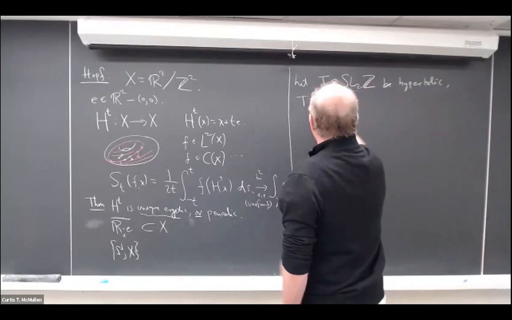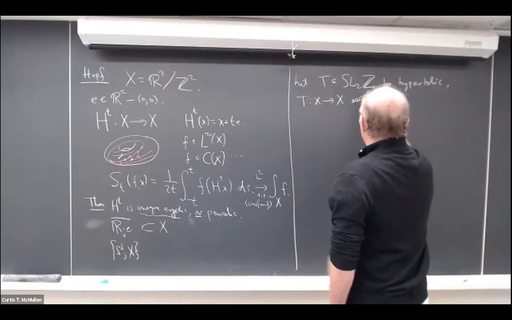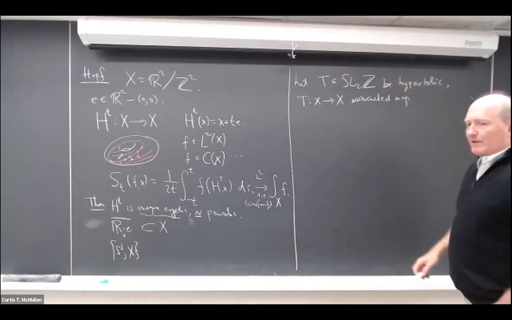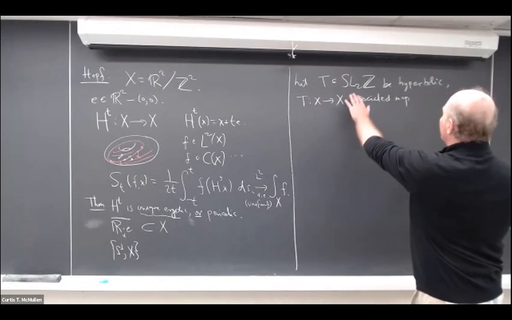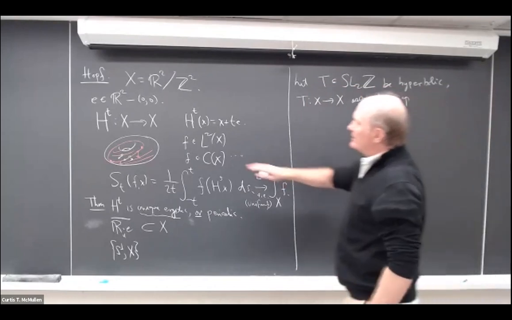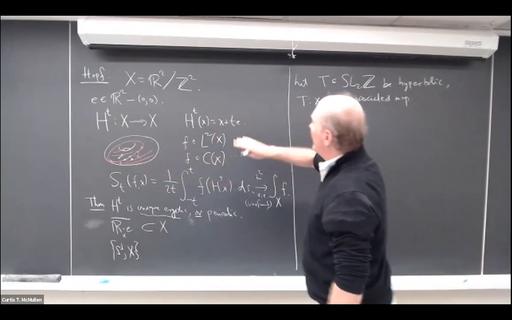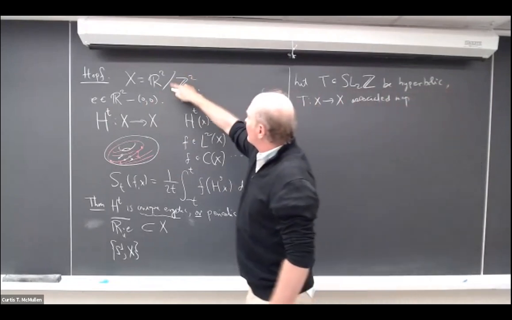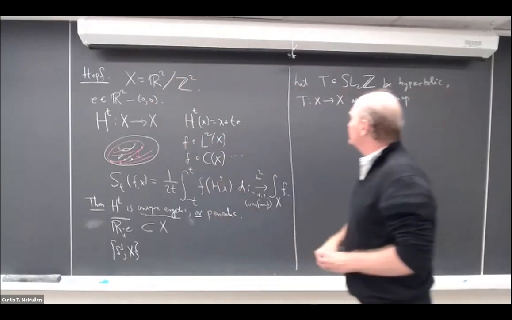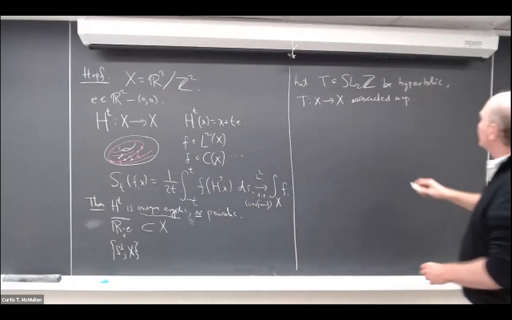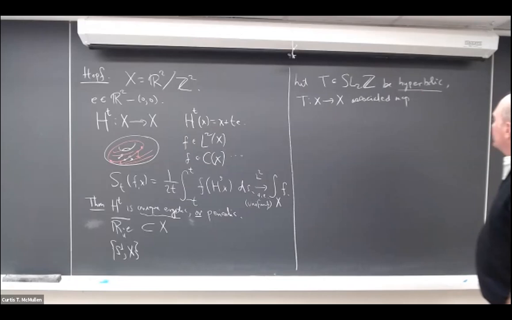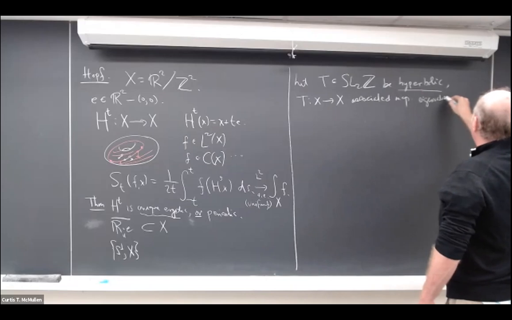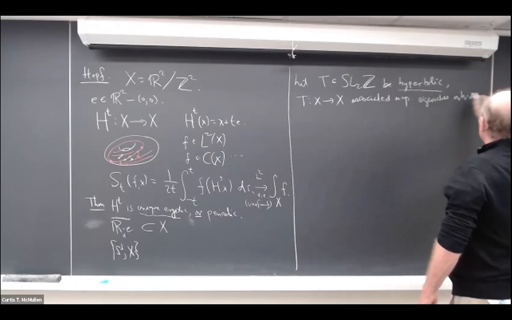And I'll also write h_t for the associated map. Remember, the way you can think of this is just that a 2x2 matrix gives you an action on R^2. And on this R^2, the universal cover of X, since it has integral entries, it gives an automorphism of a lattice. And so it descends to an automorphism of the function space. And by hyperbolic, I mean that its eigenvalues are outside the unit circle.